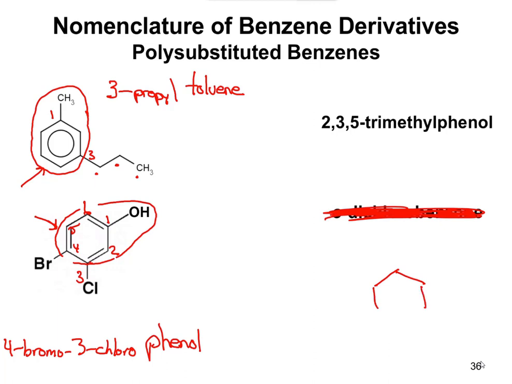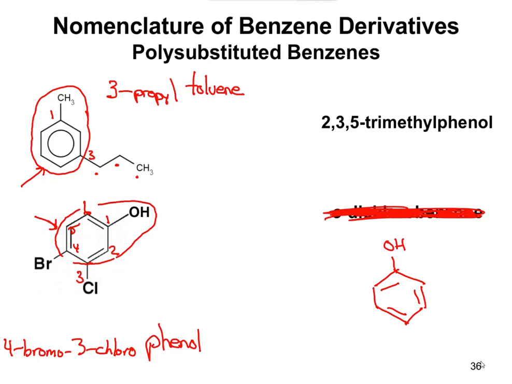So we're going to draw our benzene ring. That's a 6-membered ring like this, right? That has an OH. And it doesn't matter where we put the OH, but wherever we put it, it's automatically going to be position 1. So let's go ahead and put it up there, all right? So that's going to be position 1.